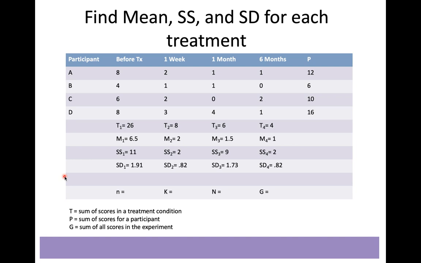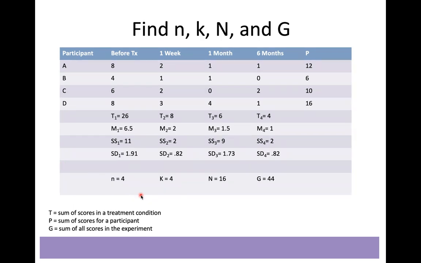Okay, so now we've got a big step done here. A big chunk of this is finished. We can fill in our n, K, big N, and G relatively quickly. So little n is the number of data points per condition, so 4. K is the number of treatment conditions, so 4.